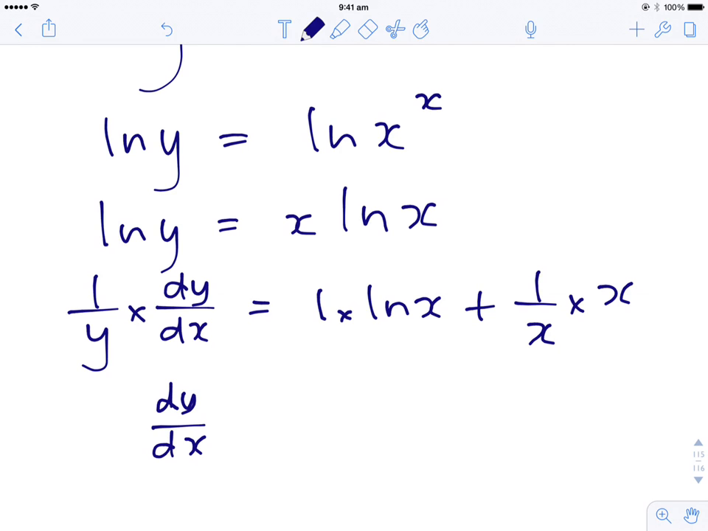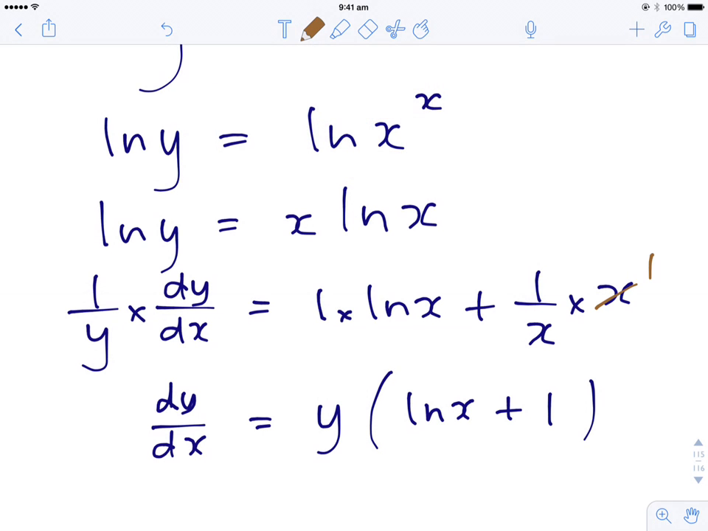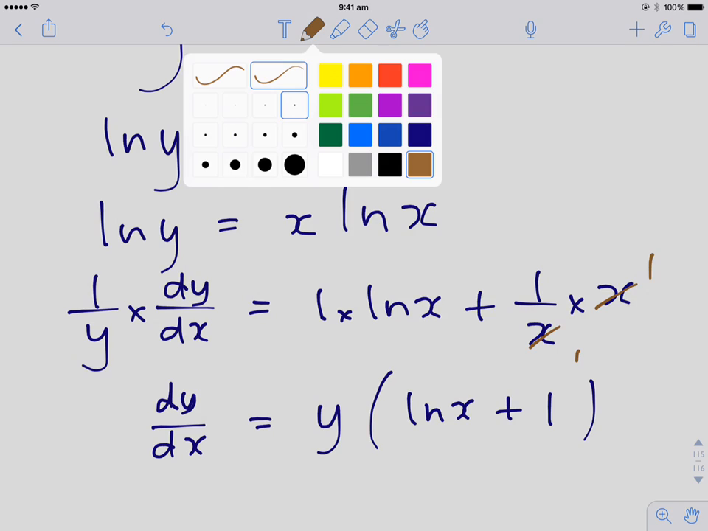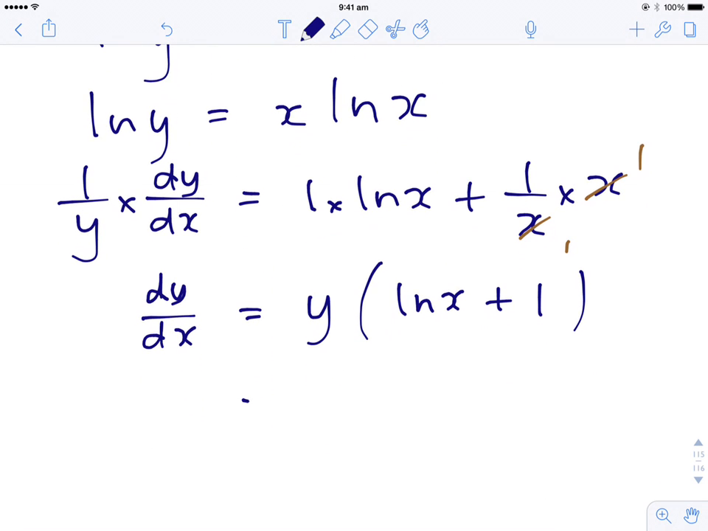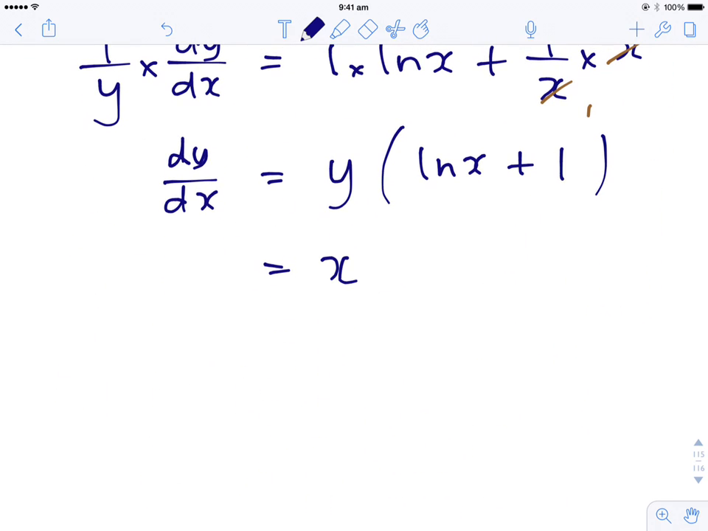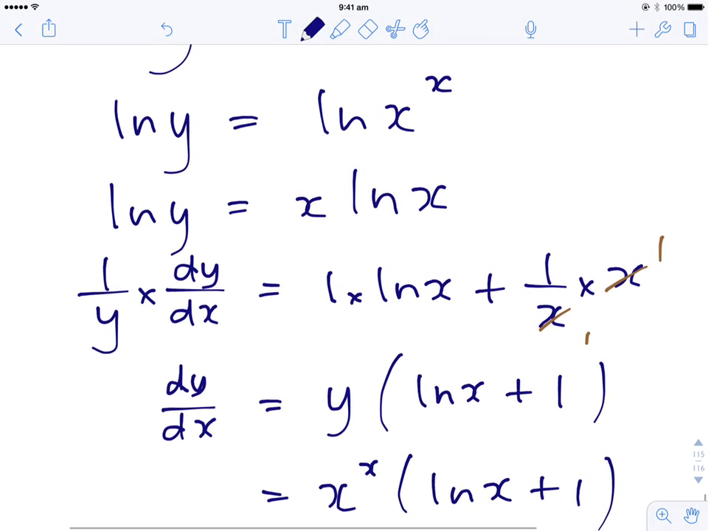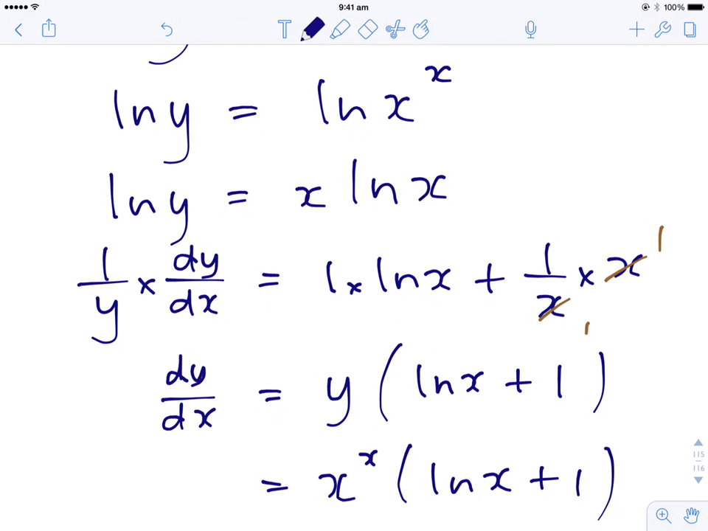So dy dx is equal to, multiply both sides by y, and on the right hand side we have ln x plus 1. Noticing that these ones here will cancel like that. Okay, cool. And what do we know what y is? From the top, y is x to the power of x. So we have x to the power of x, ln x plus 1. There's the derivative of x to the power of x. So there's 3 examples of using this technique, which we call logarithmic differentiation.